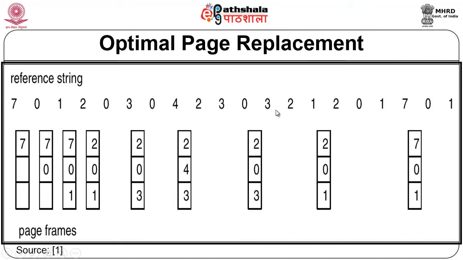And the next reference is to 3. 3 is a hit. It is already present in main memory. Then the reference is to 2. 2 is also present in the main memory. Then you have a reference to 1. 1 is not present and you don't have a free frame. So, of 2, 0 and 3, 2 will be referred to, then 0 will be referred to and 3 is not going to be referred to. So, 3 is removed and 1 is brought into the main memory. So, you have 2, 0 and 1.